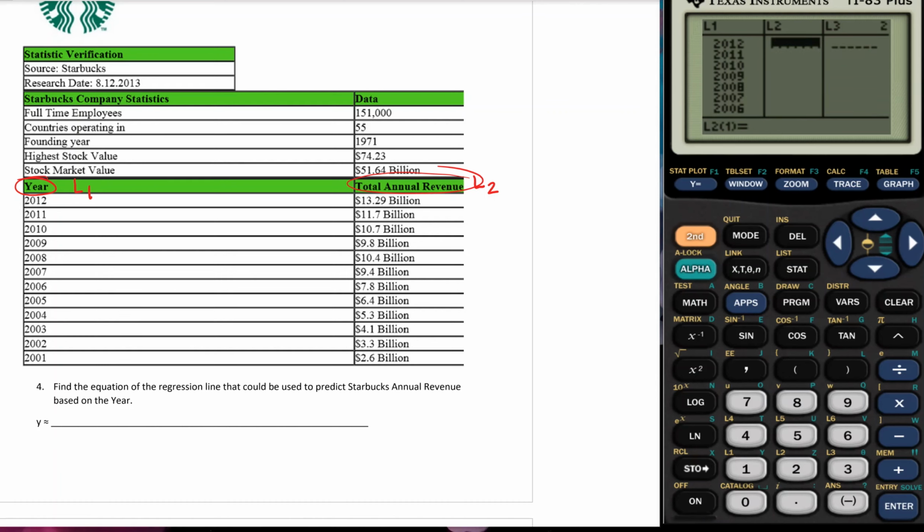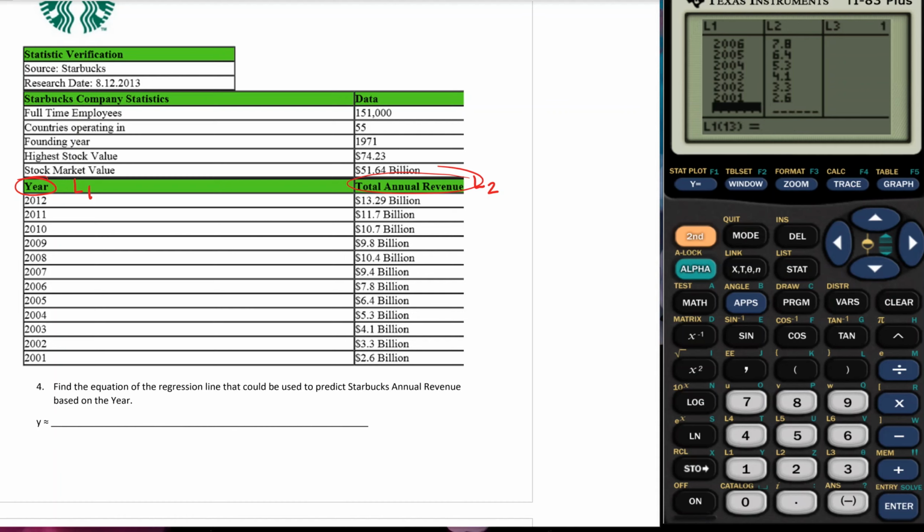Now I need to very carefully go over to list 2 and start putting in my billions of dollars of revenue. So 13.29, 11.7, 10.7, 9.8, 10.4, 9.4, 7.8, 6.4, 5.3, 4.1, 3.3.